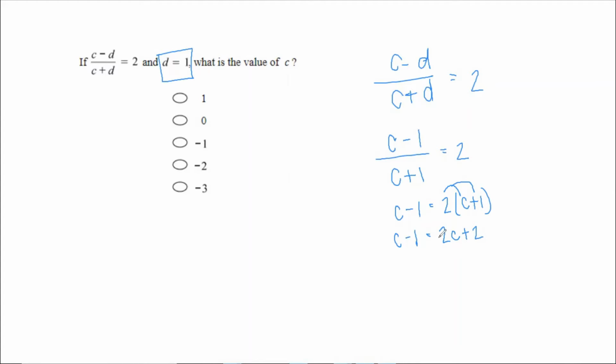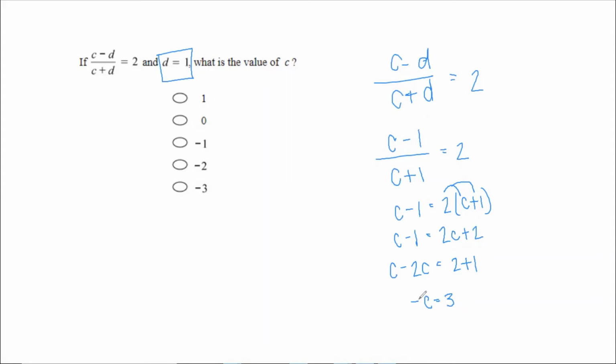So I could bring the C over here, I could bring this C over here, whatever your preference is, wherever you're comfortable and you're most likely to do it correctly. For me, I like to consolidate the variable on the left-hand side. So I'm going to say C minus 2C equals 2 plus 1, because I brought that 1 over, making it positive. I brought that 2 over, making it negative. So now we're going to end up with negative C equals 3.